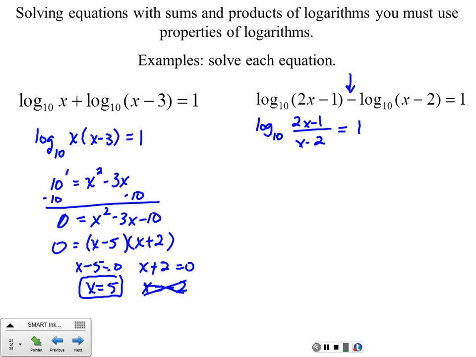What was your second step? Exponential. So we're going to go 10 to the first power. Of course, we know that's going to be 10, is equal to 2x minus 1 over x minus 2. And my pre-cal and my calculus students even, they look at this and they're like, I don't know what to do with that. Yes, you do.